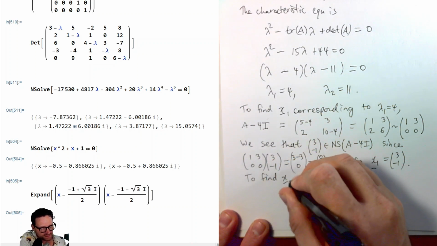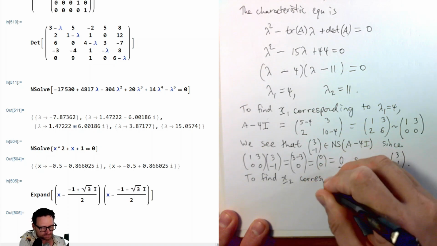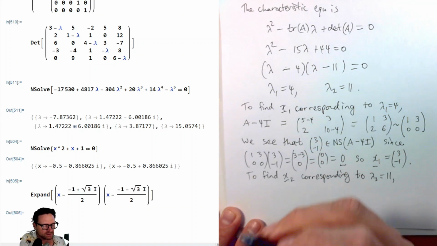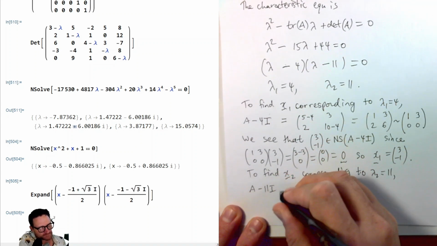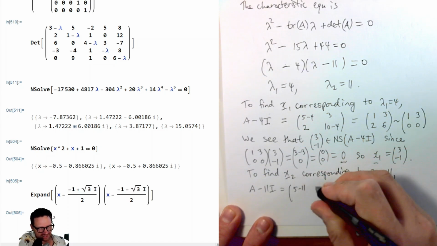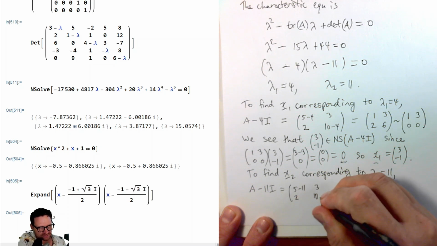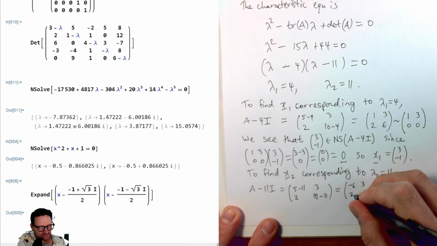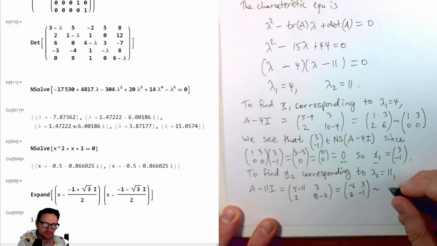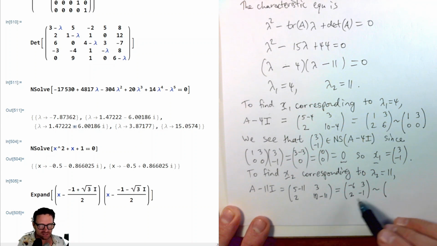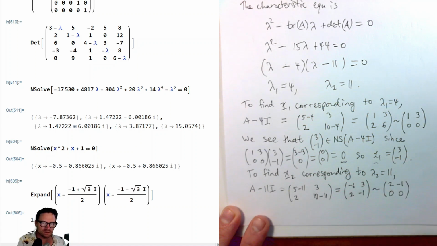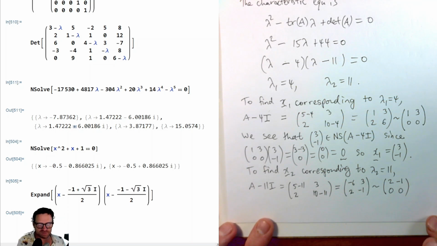To find x2 corresponding to lambda 2 equal to 11, we've got A minus 11I is 5 minus 11, 3, 2, 10 minus 11, which is minus 6, 3, 2, minus 1, and this has a row reduced echelon form. Well, I won't give the row reduced echelon form. I'll keep it in integers because we don't have to. We just have to get the row of zeros and then read off an element of the null space of this matrix.